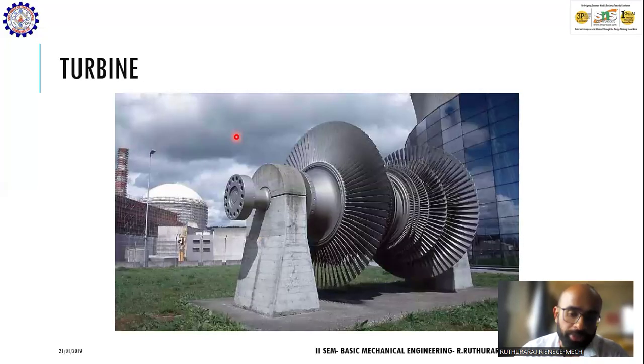So this is a beautiful picture of the turbine. As you can see here, each of these blades will be struck by the steam. They are designed in such a way that when they are struck by steam, they start to rotate. So that's the beauty of this power plant.